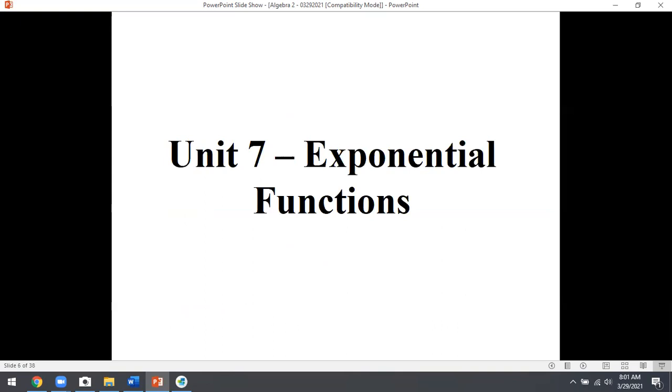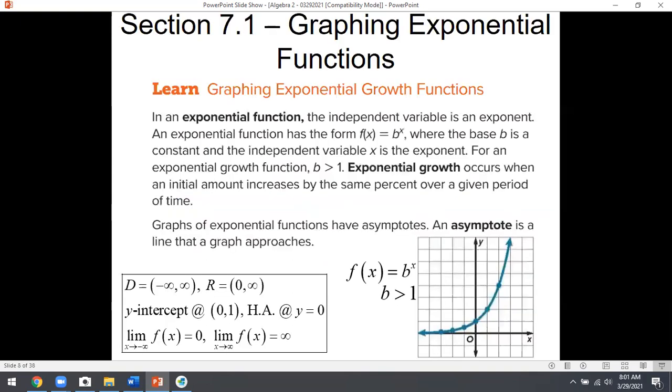Here we go, quick review. Unit 7, exponential functions. Very quickly, the first section was about graphs of exponentials. And if you look on the board here, this kind of does say it all. If you see an exponential, what's an exponential again? Like 2 to the x, 3 to the x, something like that. You should be thinking of this shape down here, okay? This is your parent function.